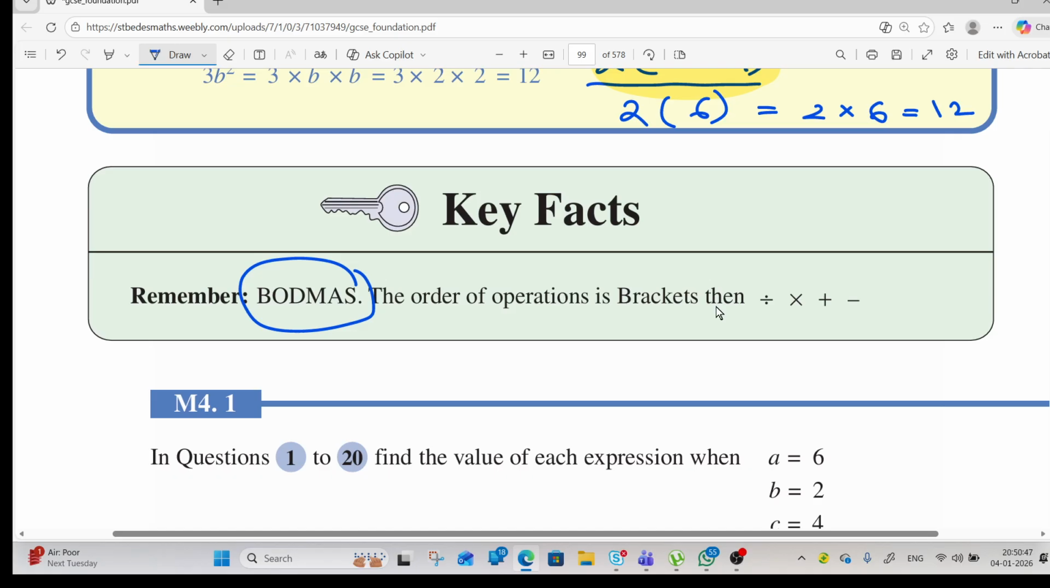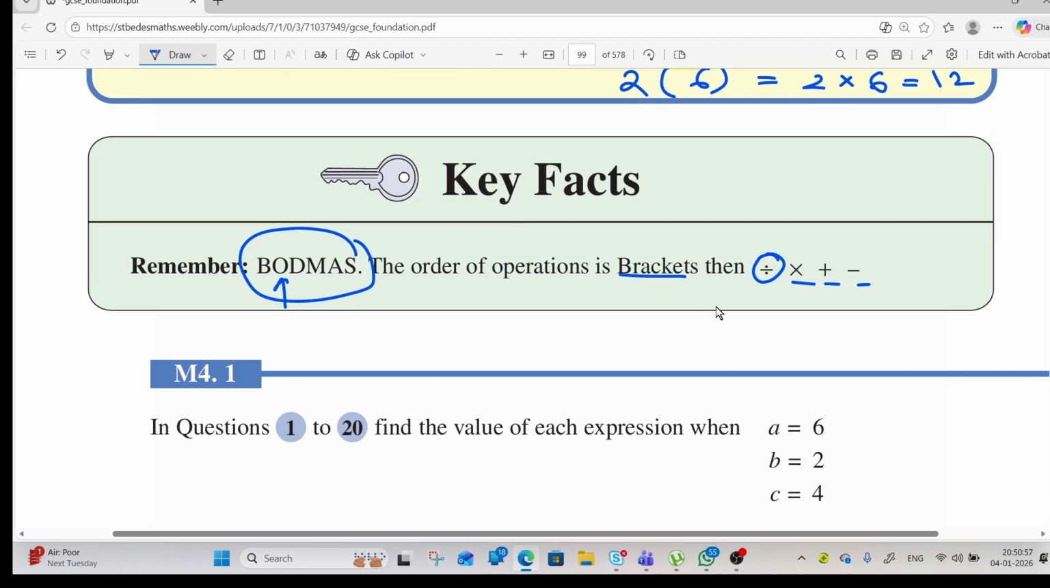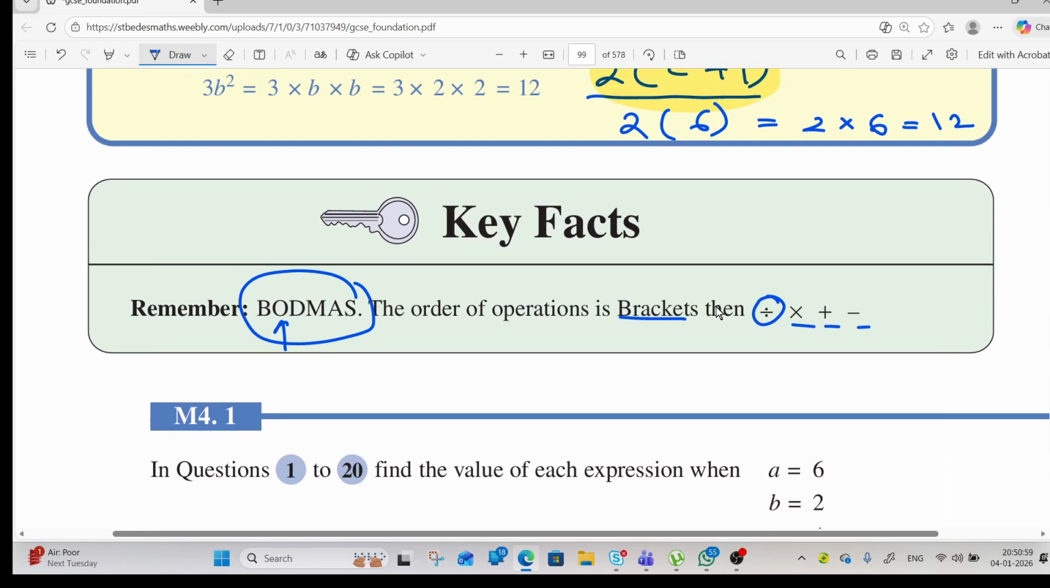The order of operations: you should go first bracket, then if there are indices or any other, then division, multiplication, addition, and subtraction, right? If out of these two, multiplication and division, or addition and subtraction, whatever is given first when you are going left to right, solve that first.